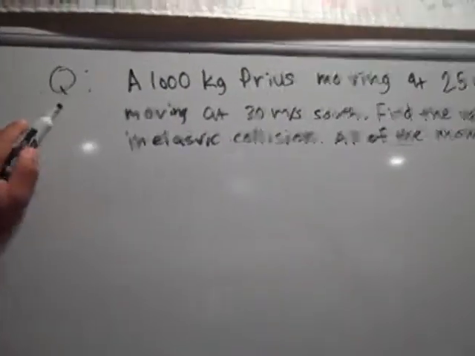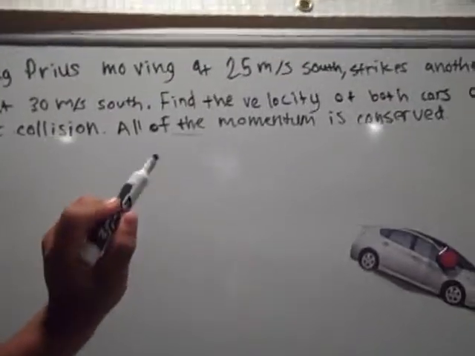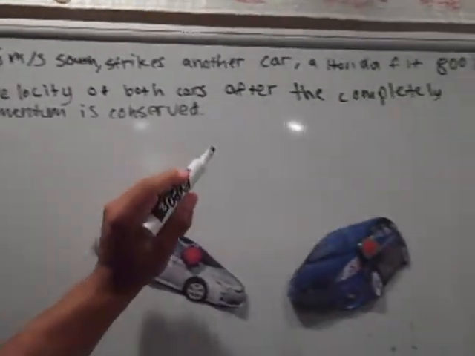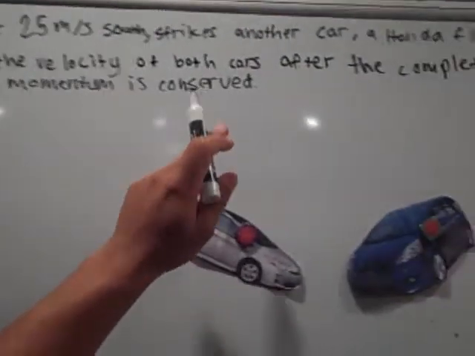So we'll start with the question. A 1,000 kilogram Prius moving at 25 meters per second south strikes another car, a Honda Fit, 800 kilograms, moving at 30 meters per second south. Find the velocity of both cars after the completely inelastic collision.